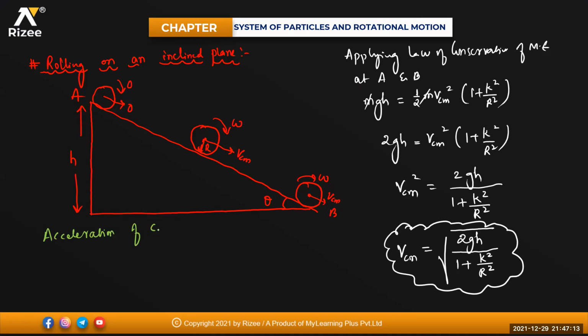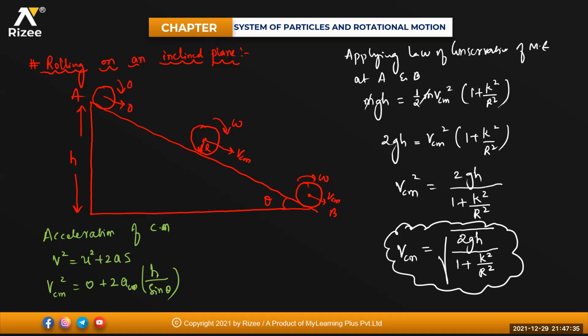Acceleration of center of mass of that body. I can use the kinematic equation: v square is equal to u square plus 2 into a into s. Velocity of this one is VCM square, initial velocity is 0, plus 2 into acceleration of center of mass, and s will be equal to h divided by sine theta.